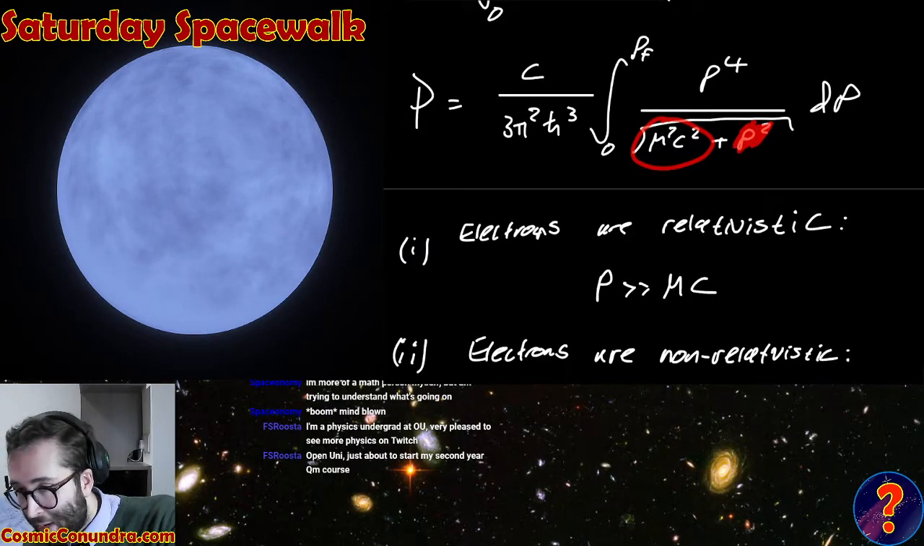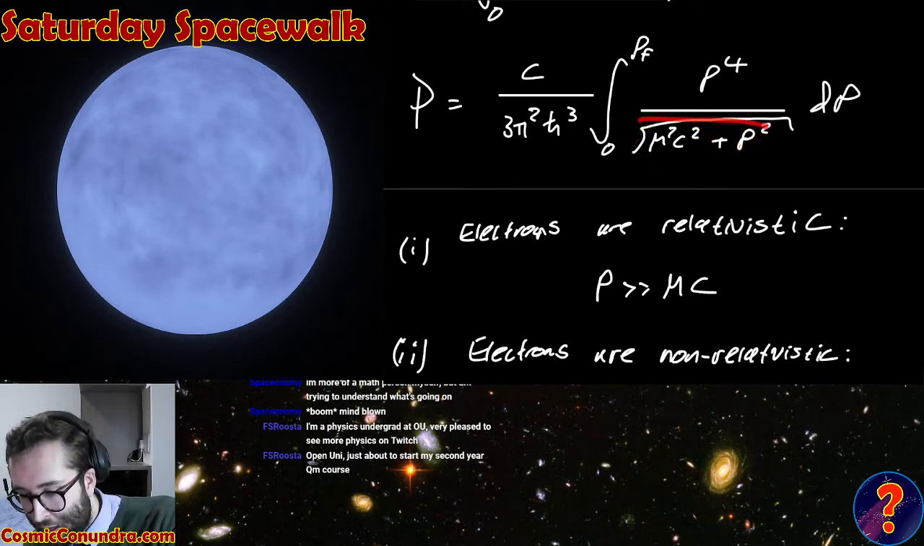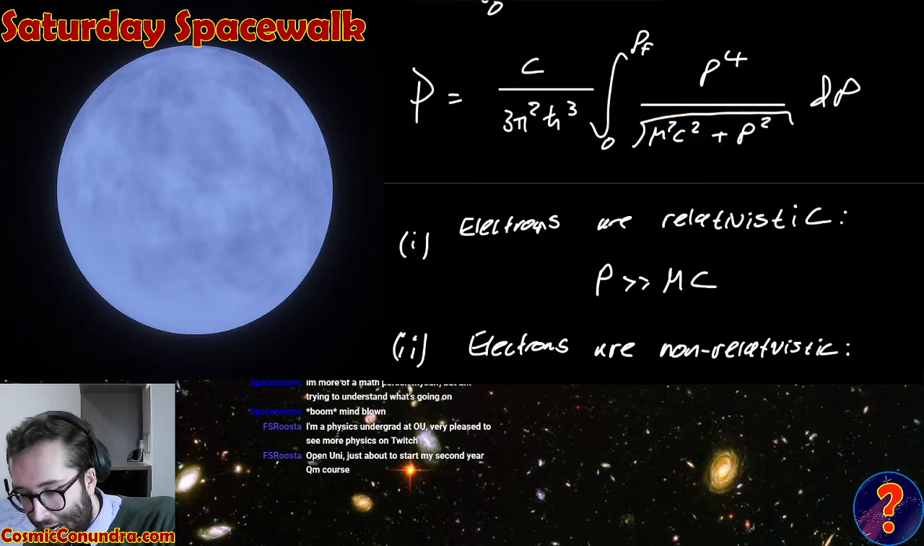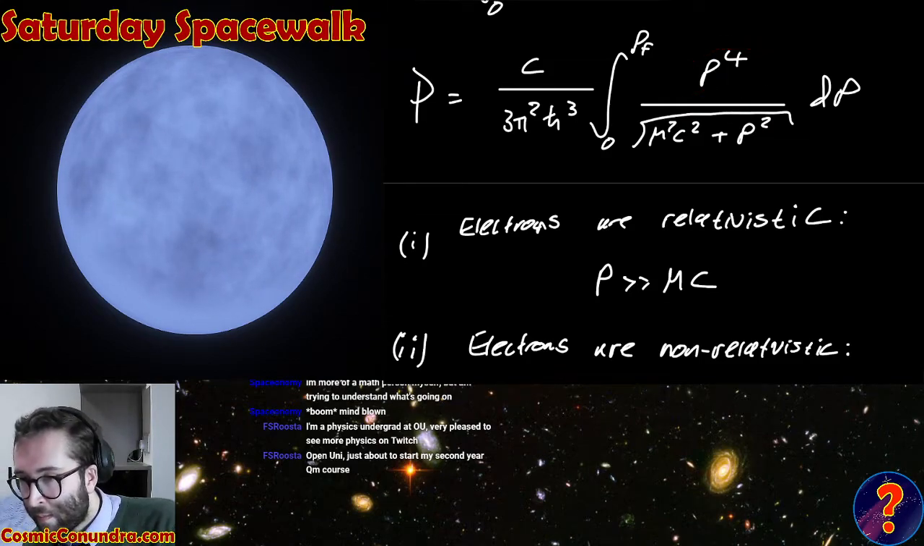Meaning now, in the denominator, you just have a square root of a constant. So you're just dividing p to the 4th all by mc, which is fine. We just take the mc out the front here, and now we're integrating p to the 4th. So this limit is also fine to do.